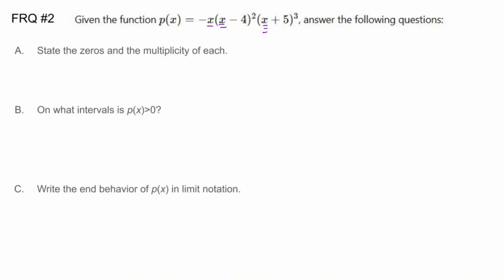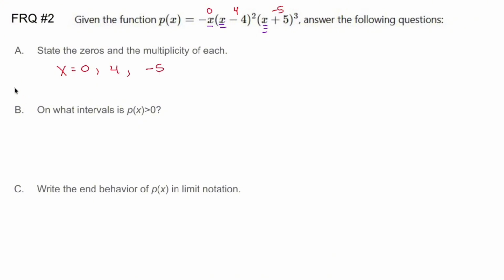So part one is not so bad. You take a look at each factor and you would say, all right, well, the number that would make negative x become 0 is just 0. Easy peasy. The number that would make x minus 4 zero would be 4, and the number that would make x plus 5 zero would be negative 5. Okay, so those are my three zeros. So my zeros are x equals 0, 4, and negative 5.